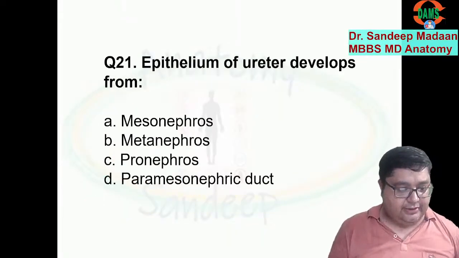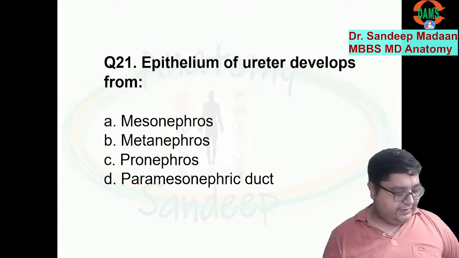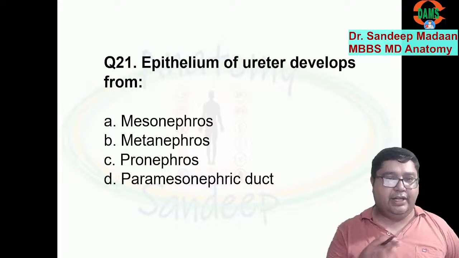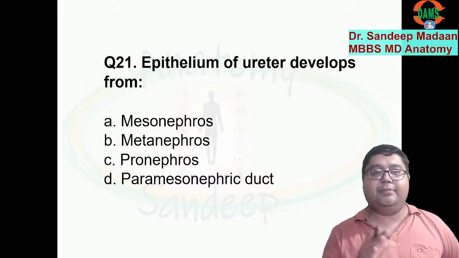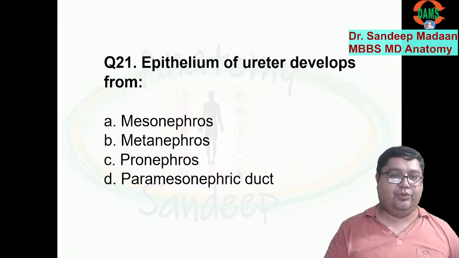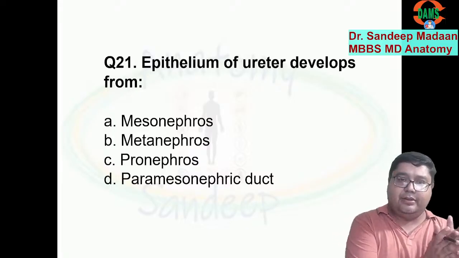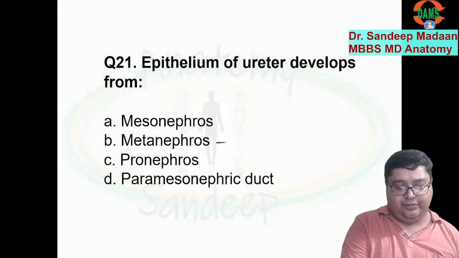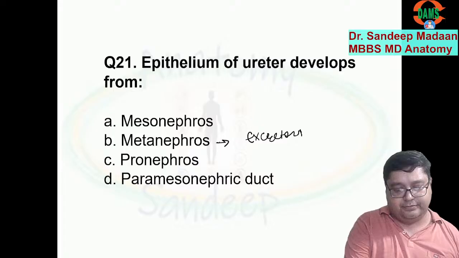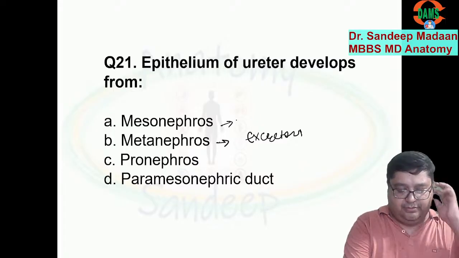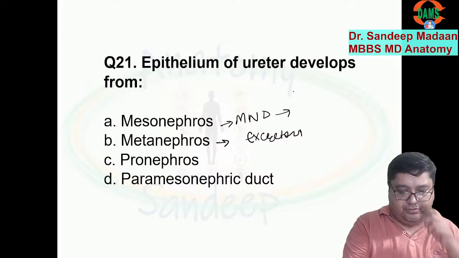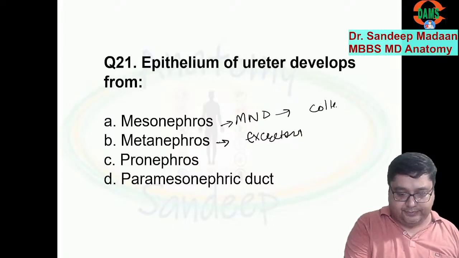Epithelium of the ureter develops from. Now this is something very interesting. Why? Because when the kidney system is developing, ureter is a part of the collecting system. So we have two systems, the excretory part and the collecting part. They both are coming from different sources. Metanephros will make the excretory part. Mesonephros will make the mesonephric duct, which is going to make the collecting part.